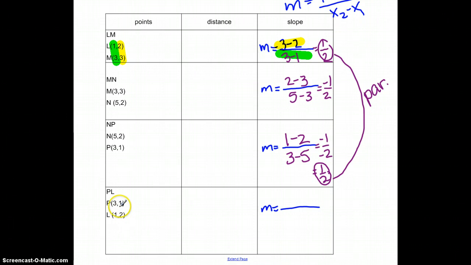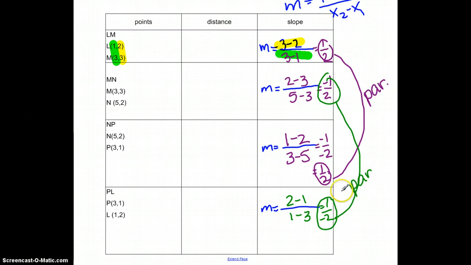Now down here, last one, 2 minus 1 and 1 minus 3. Goes 1 over negative 2. Now I know this one and this one are going to be parallel. So as of right now, I have two sides that are opposite and parallel to each other. That's kind of good. Now I'm going to look at the distance to figure out how long each of the sides are, to know if maybe I'm dealing with a trapezoid or rhombus or what. So if I'm looking at this, remember how we said these were kind of our shortcuts?